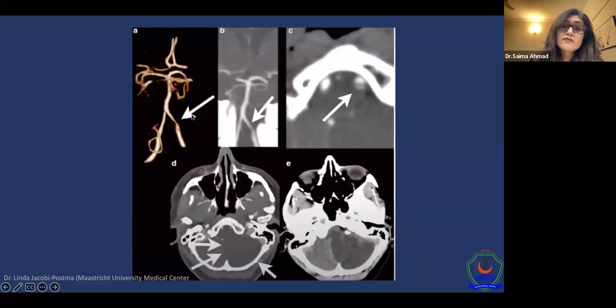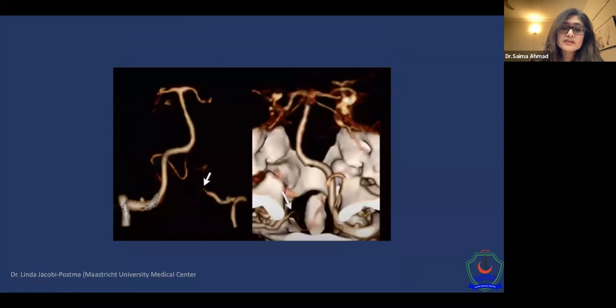You should not confuse it with a hypoplasia, because after 2 days, the patient appeared with a large left cerebellar infarct. So it's important that you should differentiate between these.